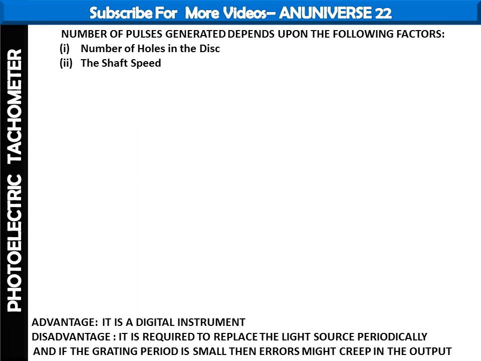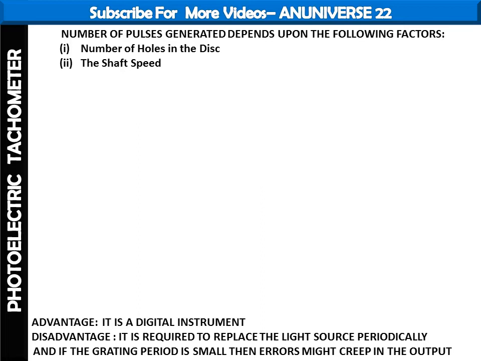So next is the photoelectric tachometer. In the photoelectric tachometer, the number of pulses generated depends upon the following two factors. First one is the number of holes in the disc, and the other is the shaft speed.